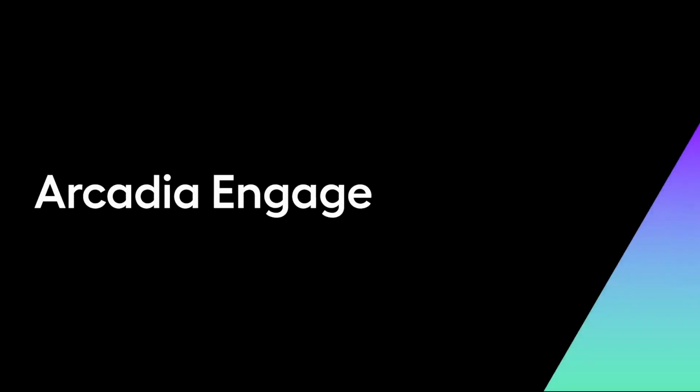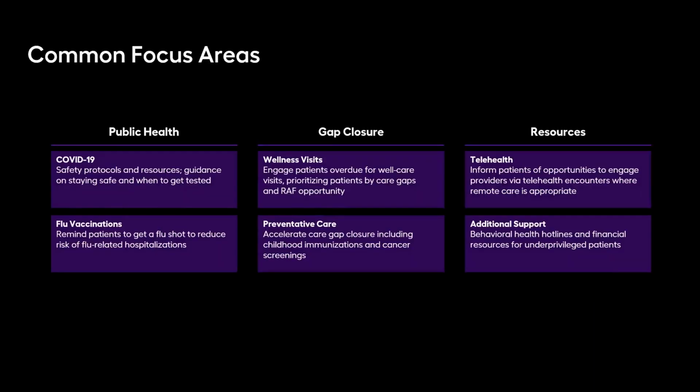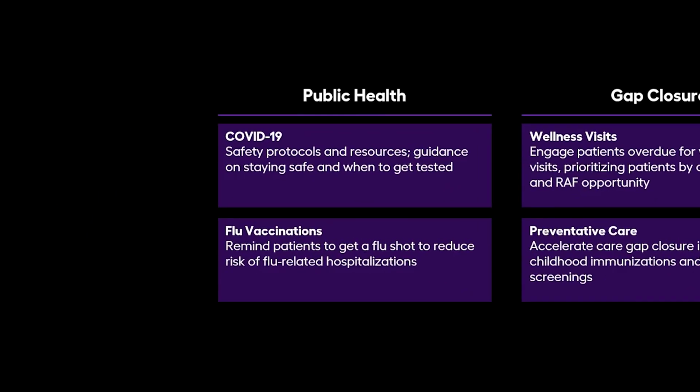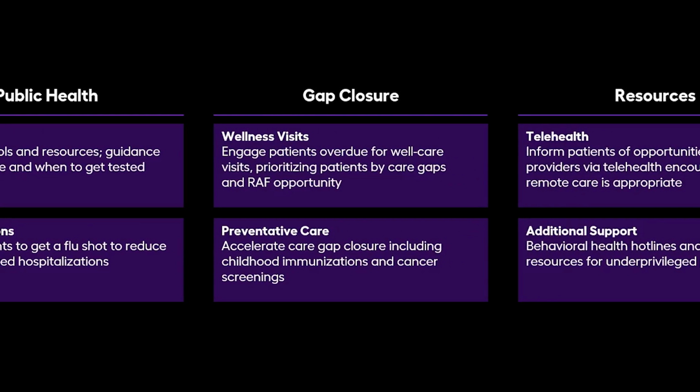In a shift to outreach, Arcadia's Engage module is built to enable text message-based campaigns in a way that makes sense for your members. These are gathered around 3 main focus areas. The public health focus is useful for everything from vaccination campaigns and COVID-19 outreach to annual wellness visits. Gap closure allows users to take the gaps surfaced within the Arcadia platform around both risk and quality and design campaigns to help address closing them.